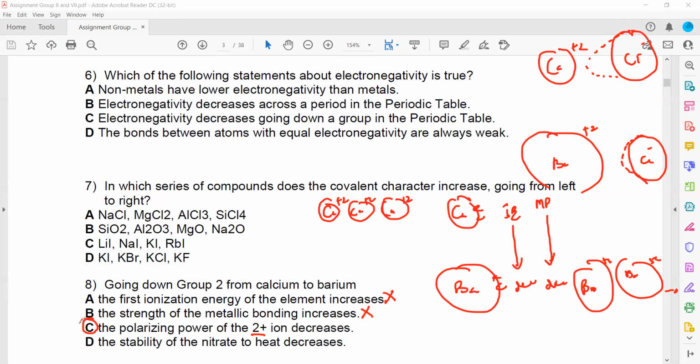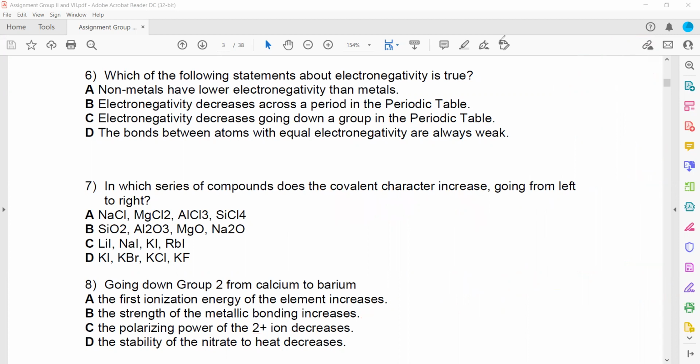And the thermal stability of a nitrate always increases down the group. If calcium is causing more polarization to the chloride, the compound can break down easily. But because barium is causing less distortion to the chloride, it will be more stable and needs more energy to separate. So for question 8, C is the right answer.